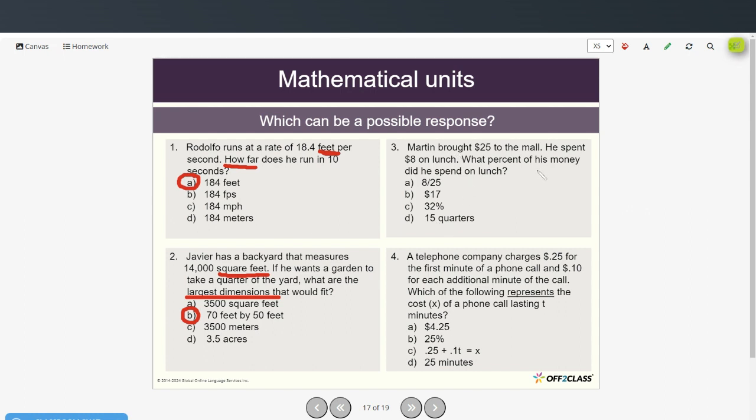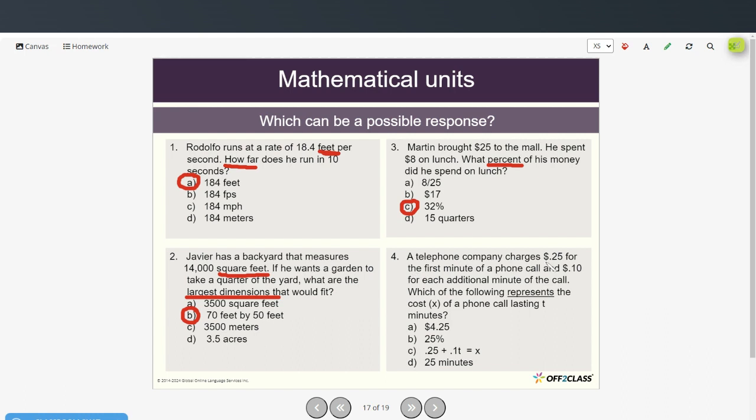Martin brought $25 to the mall. He spent $8 on lunch. What percent of his money did he spend on lunch? So we know that we're looking for an answer that has percent, so it would be 32%.